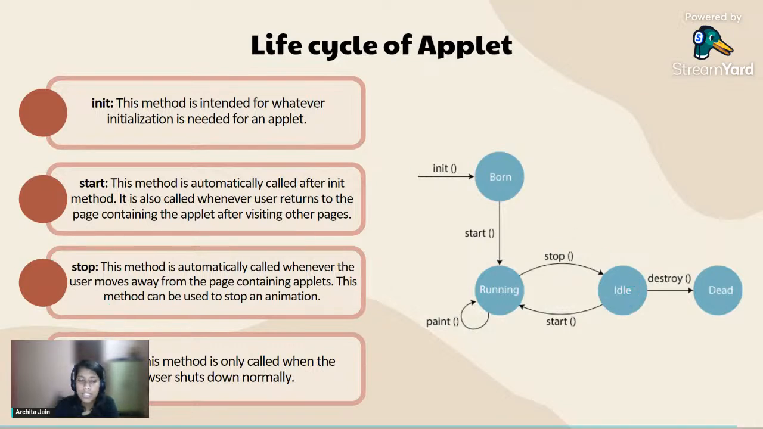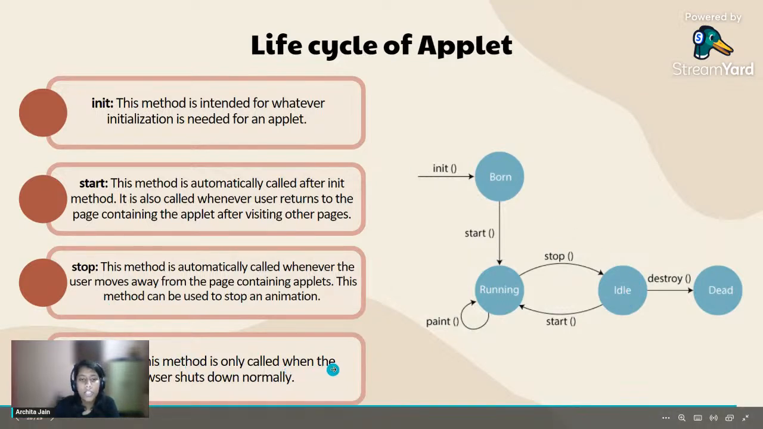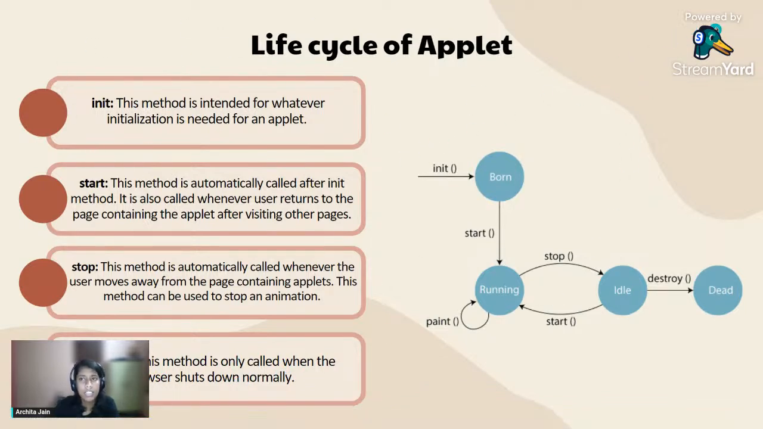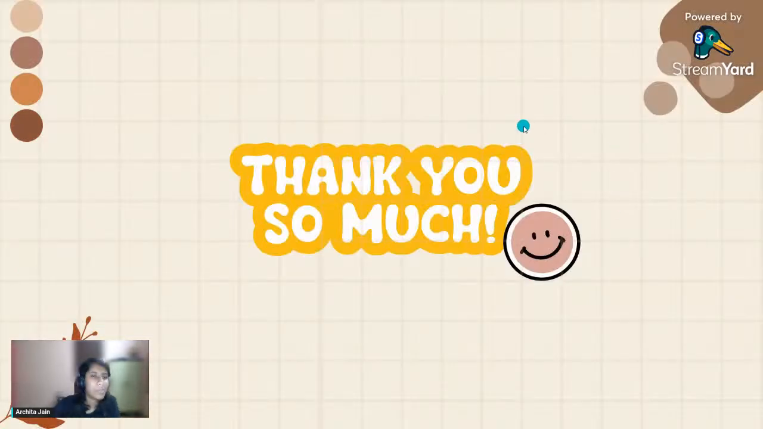And the last one is the destroy. This method is only called when the browser shuts down normally. Like आपने बहुत सब कुछ काम कर लिया, फिर आपने at the last क्रॉस बटन दबा दिया, पूरा ब्राउजर बंद हो गया. सो ये जो आइडल स्टेट में आपका एप्लेट था, ये डिस्ट्रॉय हो जाएगा, एंड आफ्टर दैट इट विल रीच टू एन डेड स्टेट. So this was all about applet and Java fundamentals, tokenizer, and everything.